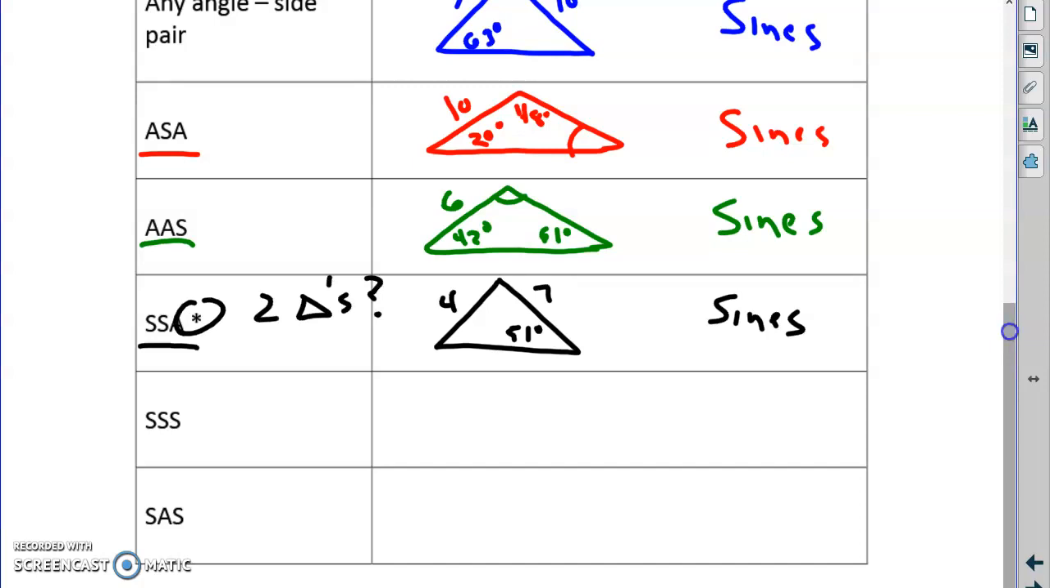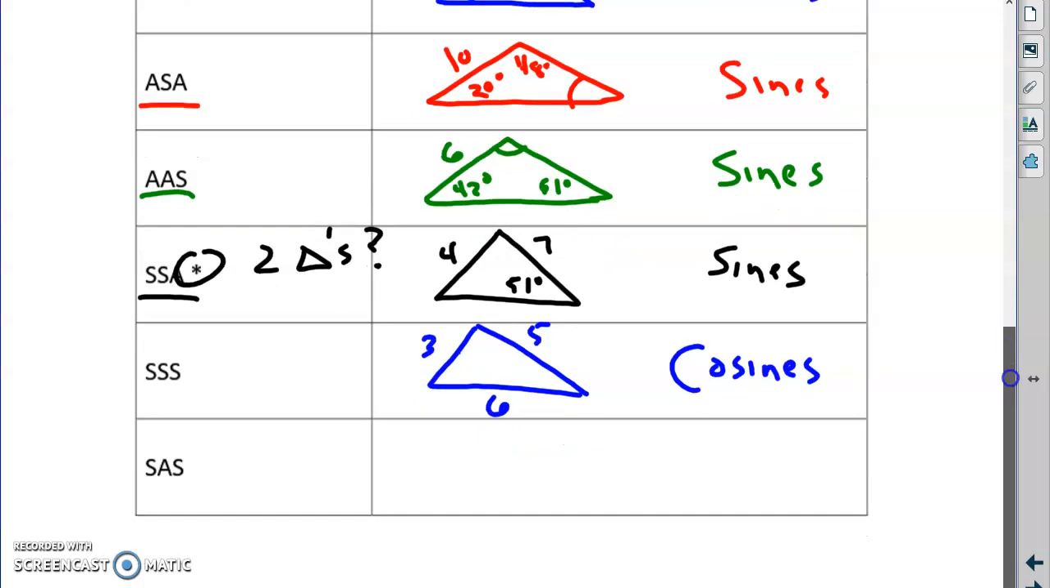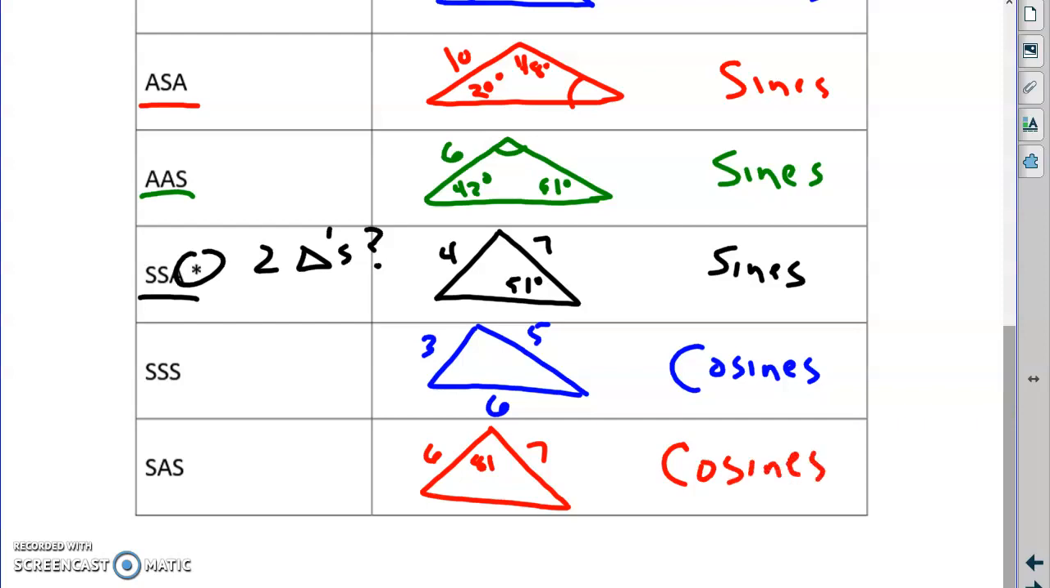Last two, SSS. We have only three sides, 3, 5, 6. No way of finding any side, no way of getting a pair. That's where the law of cosines comes in. And our last case, triangle congruence SAS, guarantees two triangles are the same. If I have a side, 6, an angle, 81, and a side, 7, no way to get a side angle pair. I've got to use law of cosines. Keep that chart. That's going to tell us which tool we're going to have to use to solve for the missing triangle, along with an illustration to represent it.